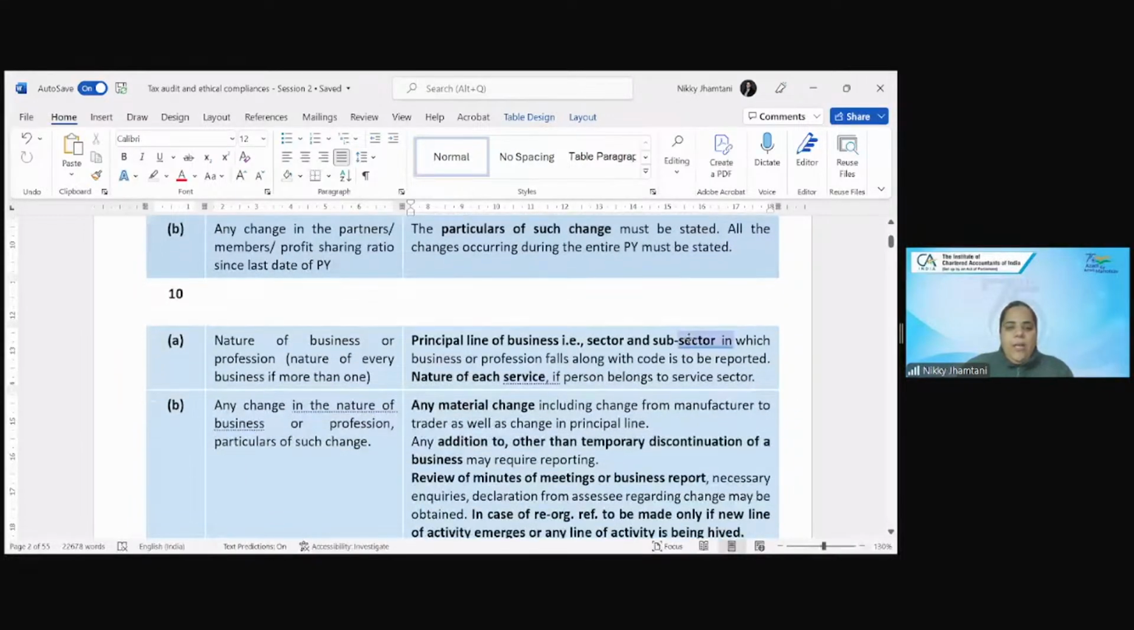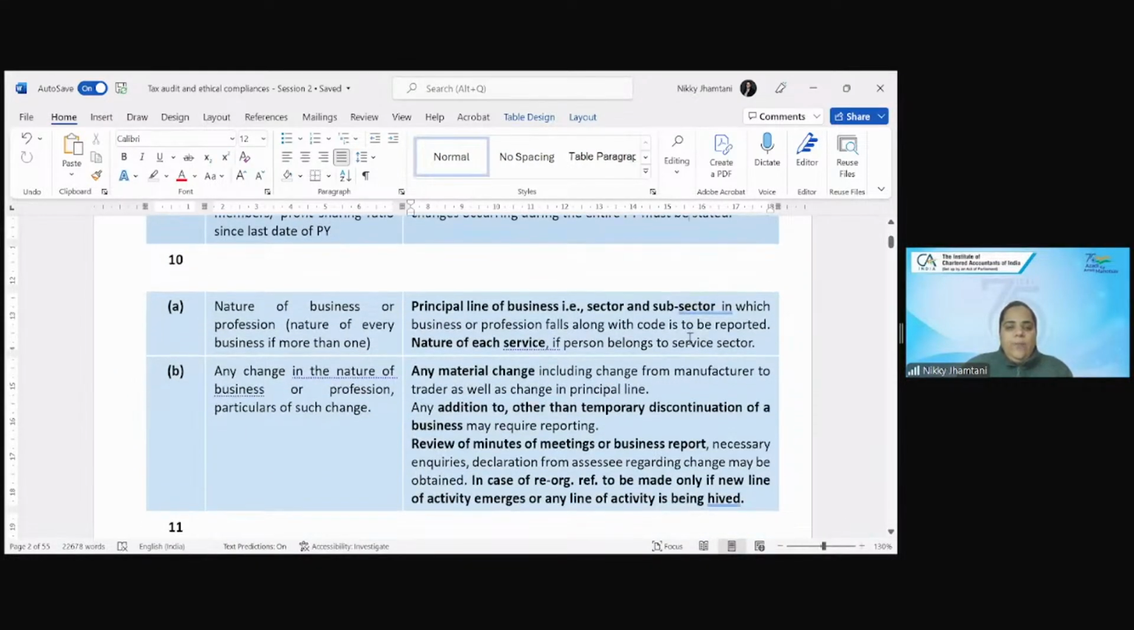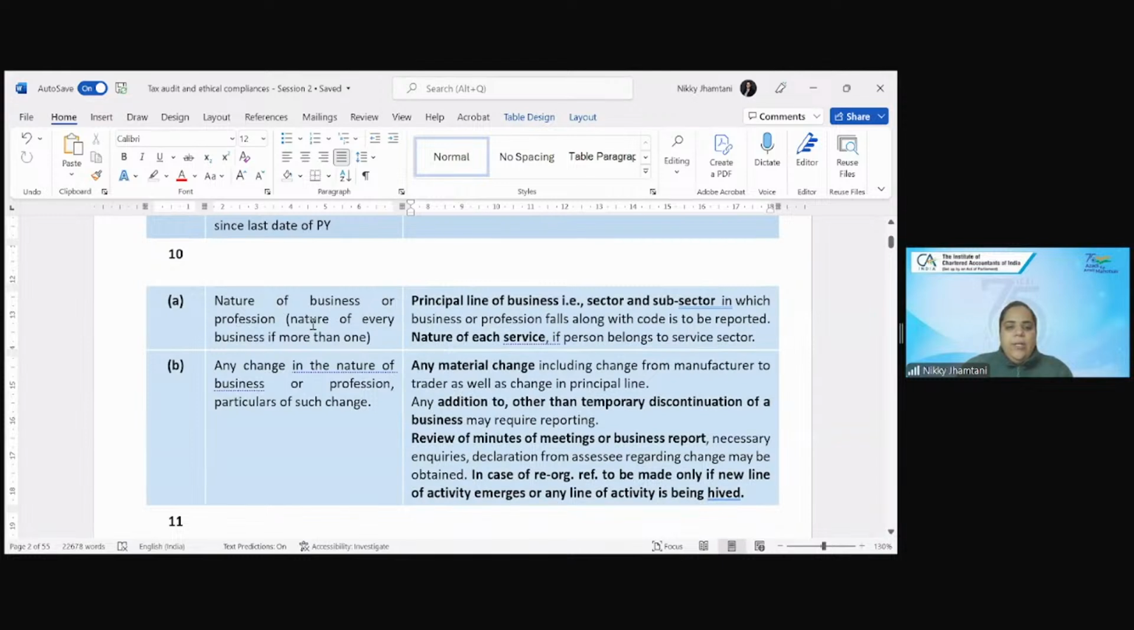नेक्स्ट इज क्लॉज 10A. Clause 10A deals with nature of business or profession, nature of every business if more than one. So what you have to report here is the principal line of business, sector and subsector in which business or profession falls, along with the code, and nature of each service if person belongs to a service sector. तो जो भी बिजनेस की प्रिंसिपल लाइन है और उसका जो रेलेवेंट कोड है वो यहाँ पे रिपोर्ट करना है. और अगर आप किसी सर्विस सेक्टर पर्सन की टैक्स ऑडिट कर रहे हैं तो वो जो भी सर्विसेज प्रोवाइड करता है उसकी ईच सर्विस का नेचर हमें यहाँ पे मेंशन करना है.